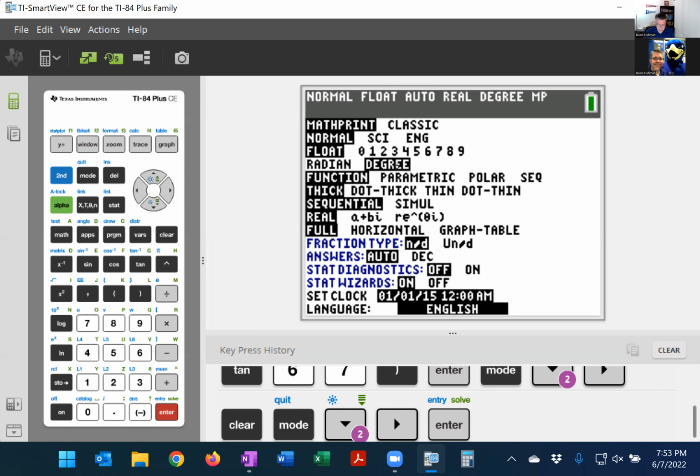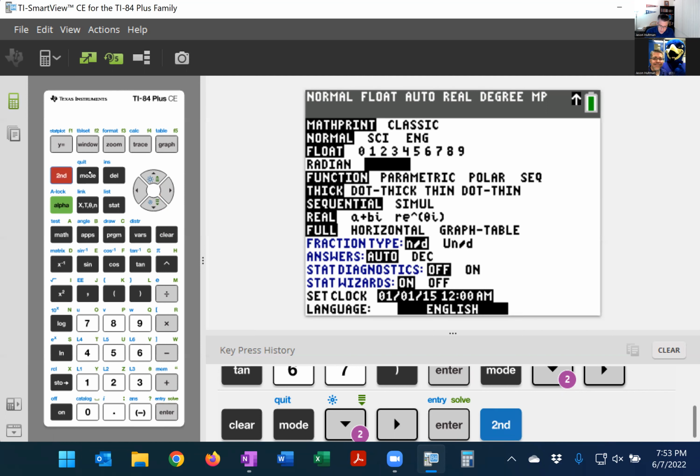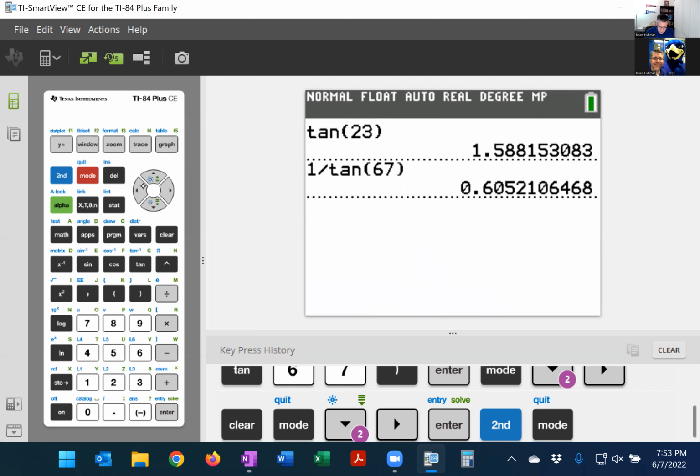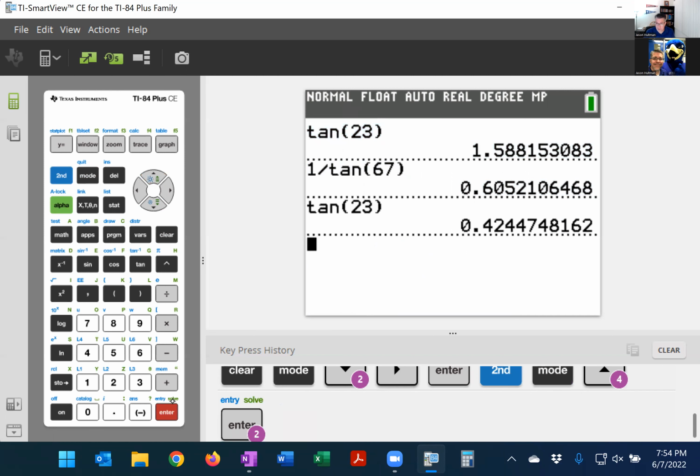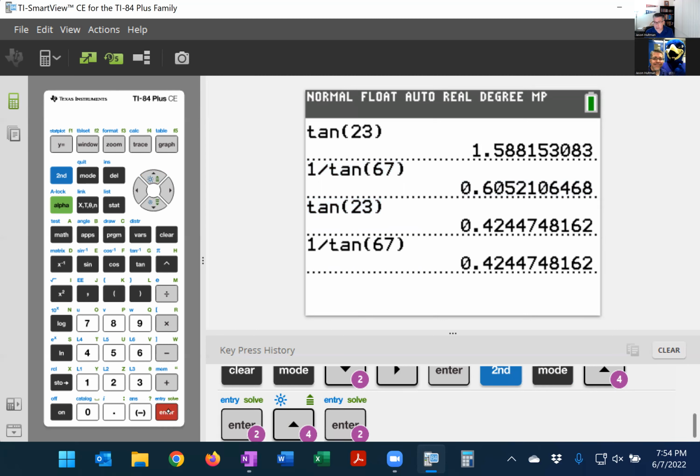Now we go second and then mode, second to quit out of mode. So now let's go back and do these. The tangent of 23 is that. That's in degree mode. And then for the 1 over, I can just copy and paste this, go enter like that, and we get the same number.